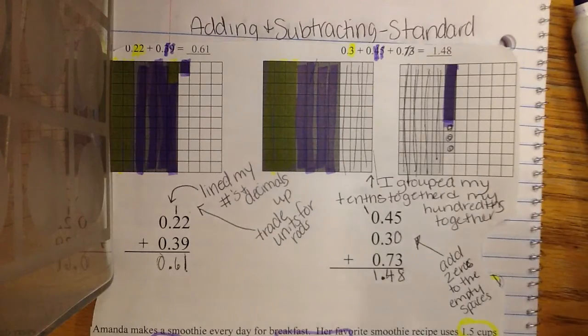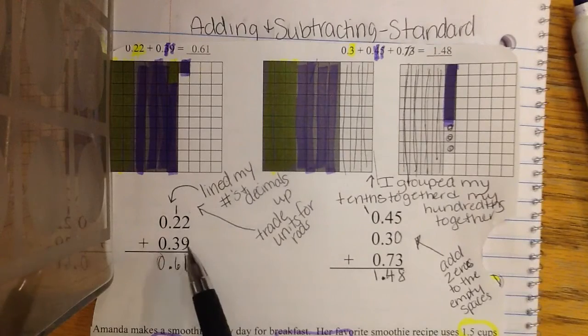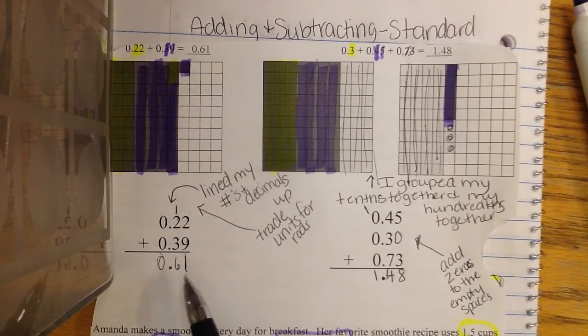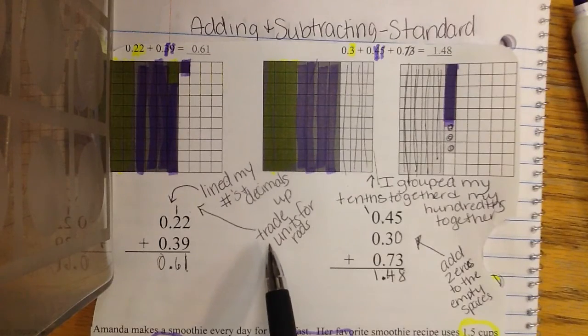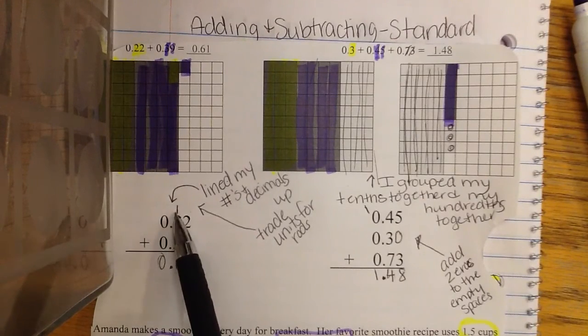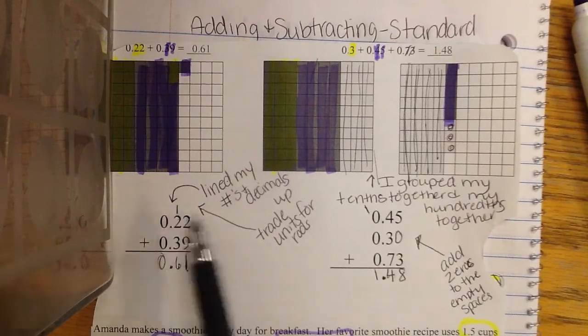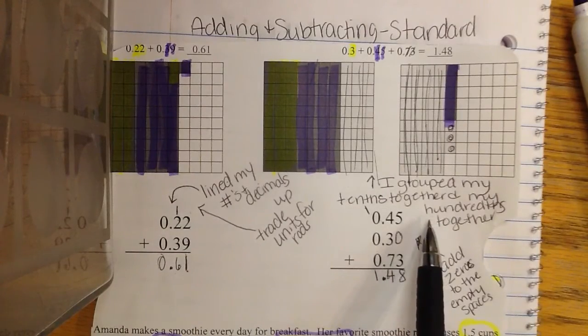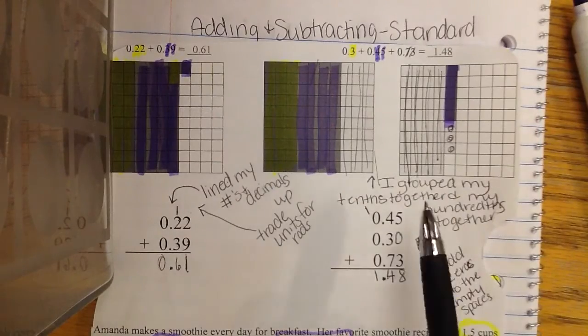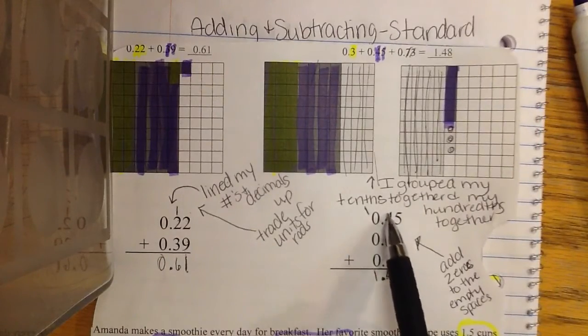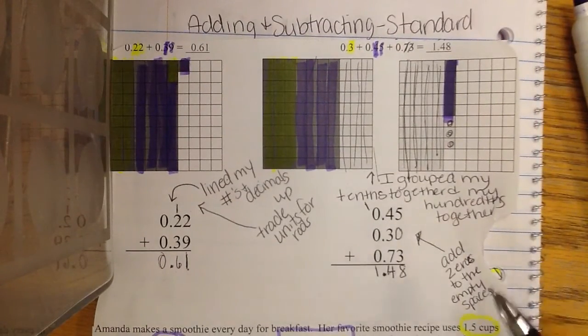So let's recap these notes that we just did. I have to line my numbers up in the standard algorithm and my decimals, one on top of each other according to place value. And when I'm adding, I have to trade my units for a hundredth, just like I did over here. Over here, I have to group my tenths together and group my hundredths together. Just like over here, I group my hundredths together and I group my tenths together. Add zeros to empty spaces.